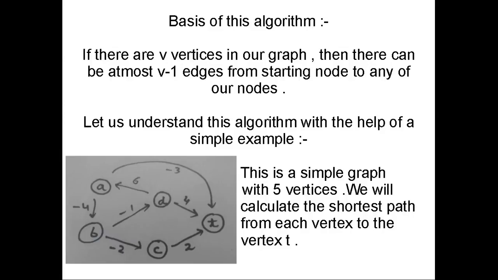Let us understand this with the help of a simple example. Let us consider this graph, which is shown in the figure. This graph has 5 vertices. Now we have to calculate the shortest path from each vertex to the vertex T. As you can see, the maximum number of edges between any two vertices is 4. Between vertex A and T, there are 3 edges. Between A and D, there are 2. So in this way, you can verify that the maximum number of edges can be only V minus 1 between any two vertices.